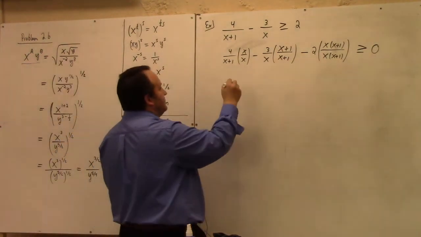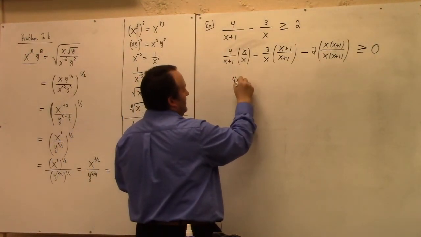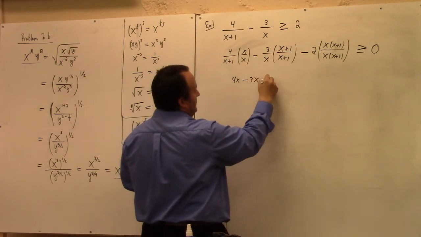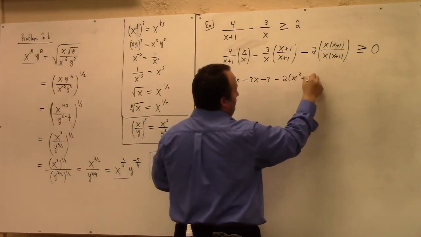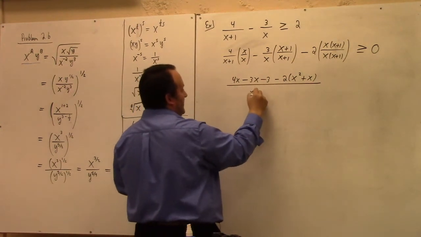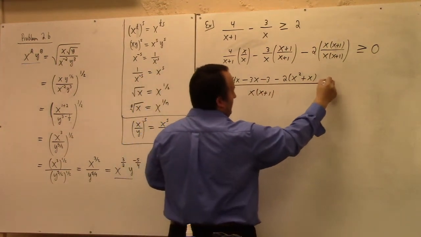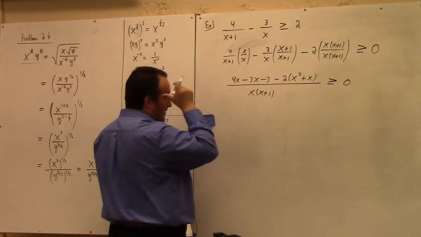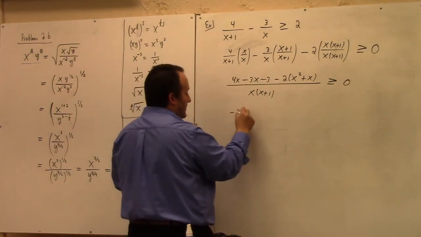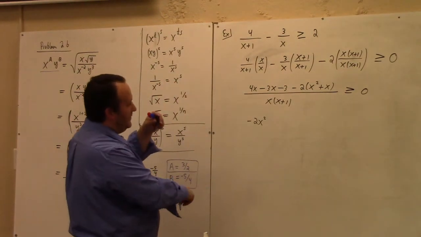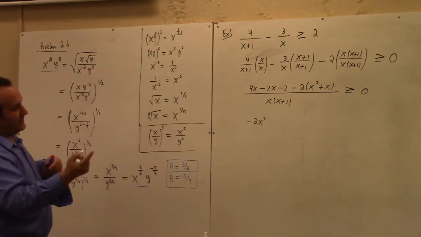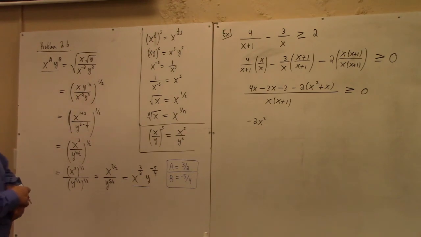And that gives me 4x minus 3x minus 3 minus 2 times (x squared plus x), all divided by x times (x plus 1), greater than or equal to 0, which gives me minus 2x squared. And then I need to collect my x's. Like I've got a 4, a minus 3, minus 2.